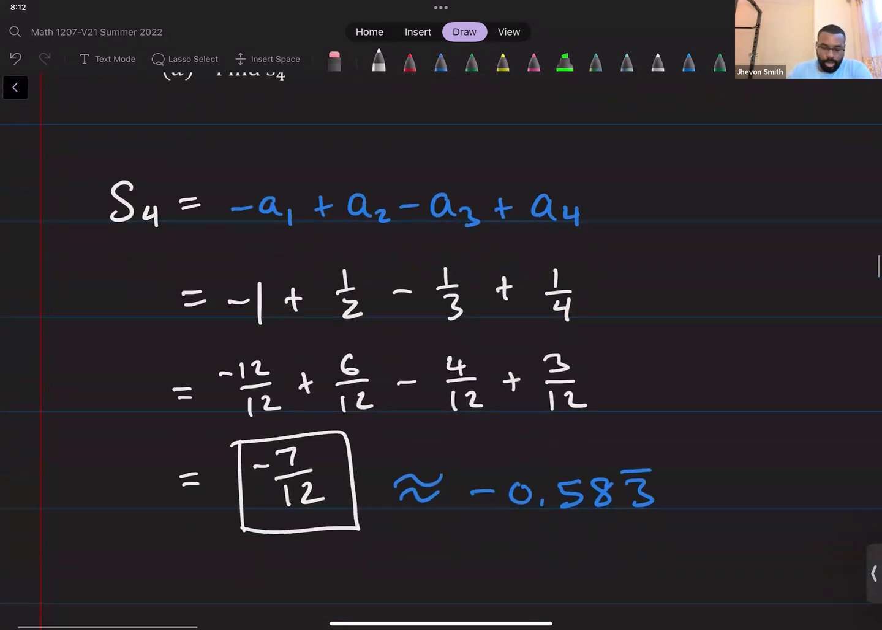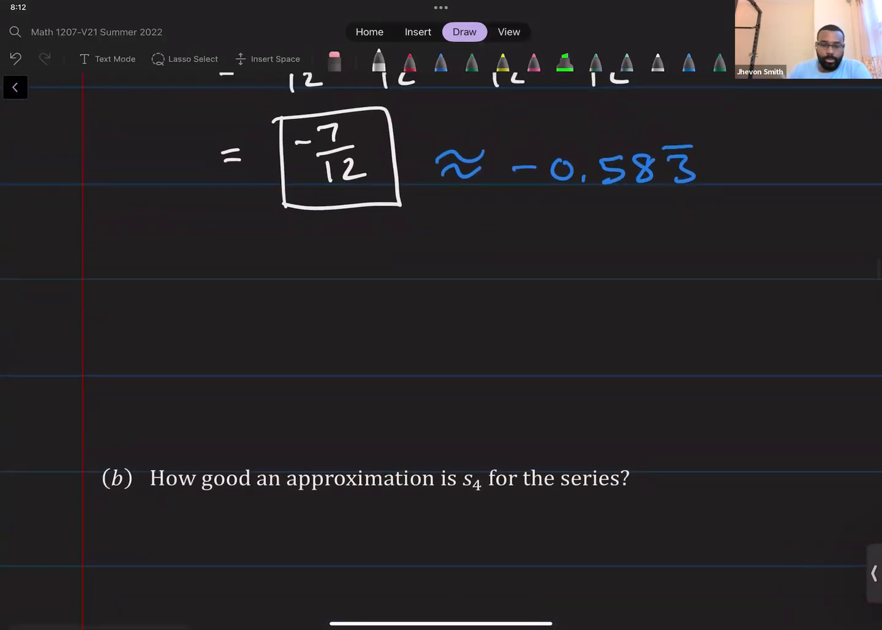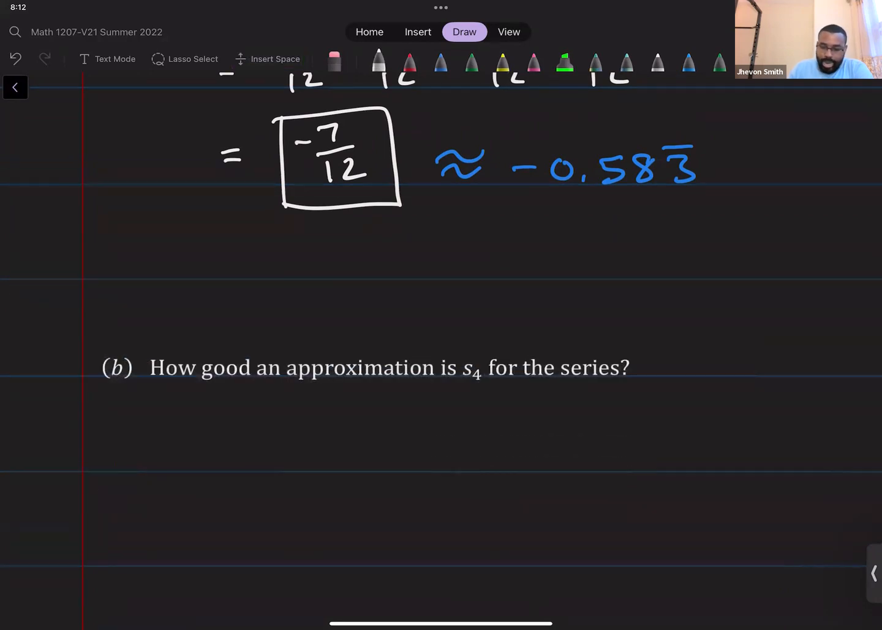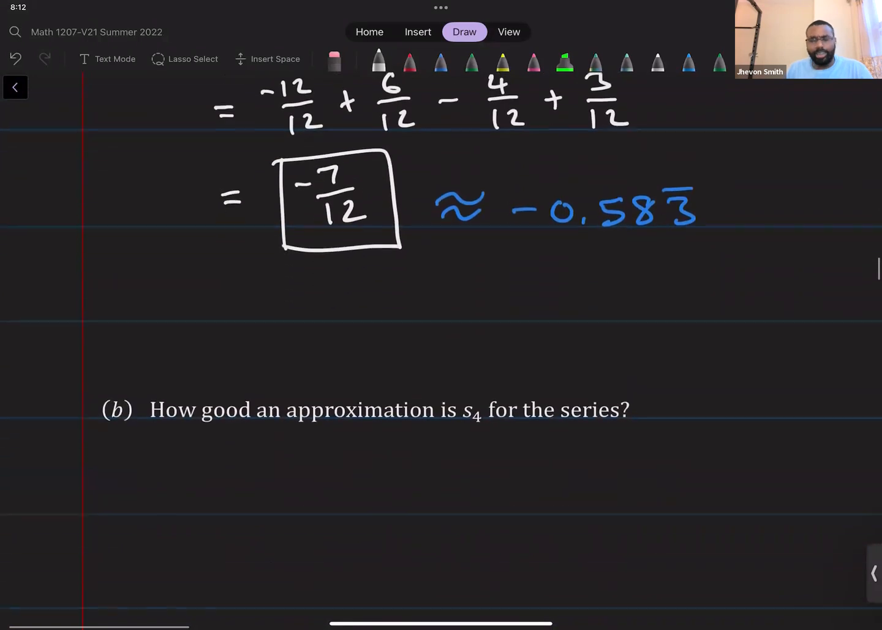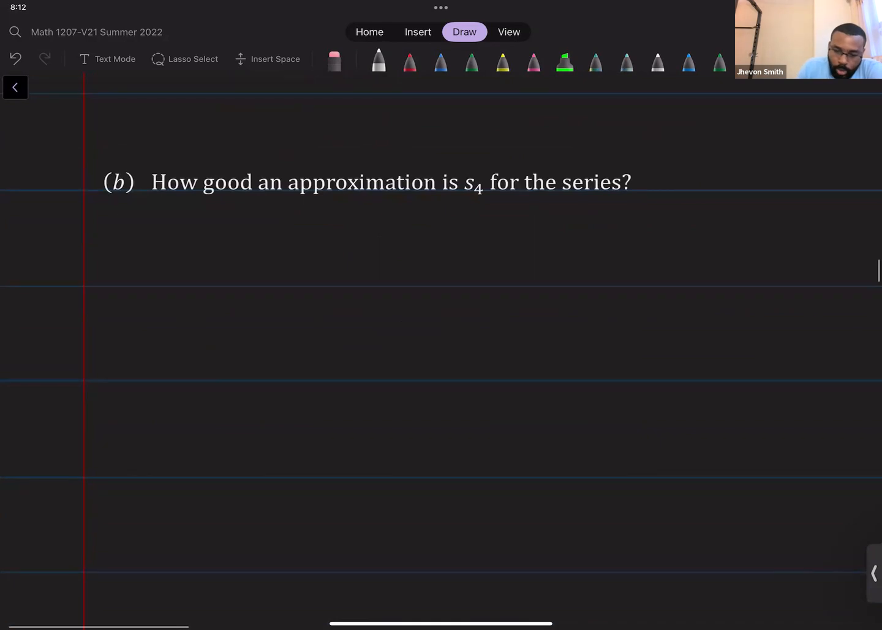So now here is another question I could ask you. How good an approximation is S4 for the series? So I ask you to find the sum of the first 4 terms, and then I ask you a question. If I were to just run with this as the answer, if someone were to ask me what this sum is equal to, and I said it's about minus 7 over 12, how close would I be to the real answer? Okay, so what they're asking me about here is the magnitude of the error.